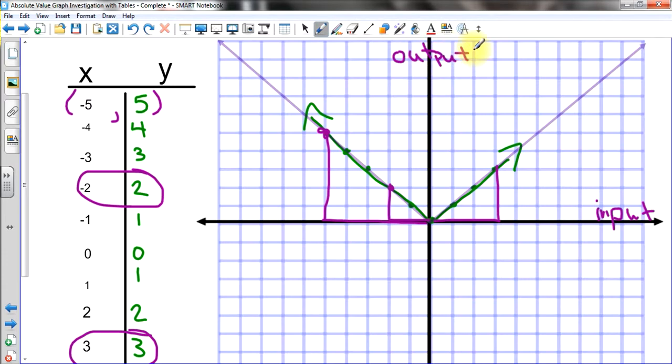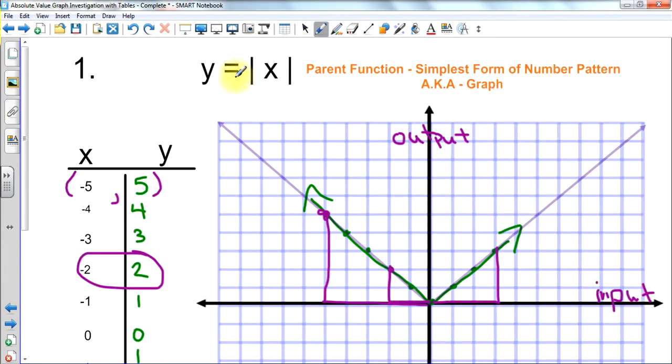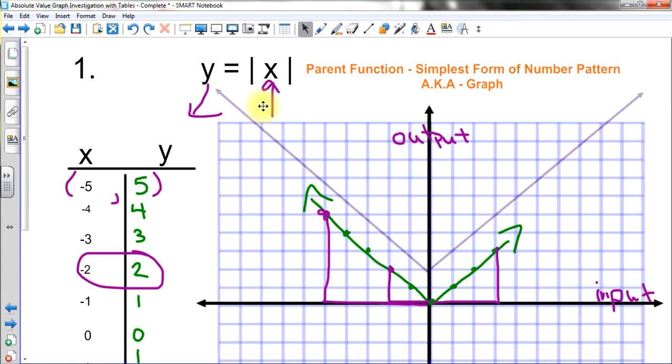Okay, that's key to think about when we look at these graphs here. All this absolute value is going to do is just a number pattern. We're going to put in some number, and we're just going to crunch it through and see what we get out. That's our y value. Okay. So as we look at these different graphs, I'm going to have this purple, kind of transparent graph right here. This is going to be my parent function.